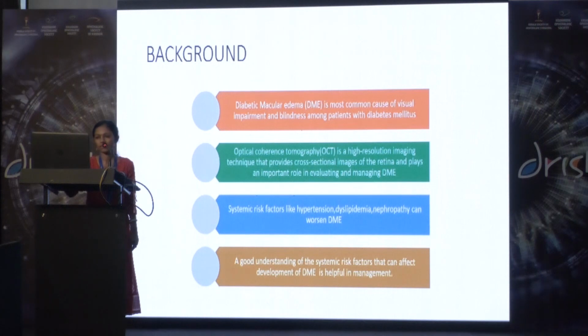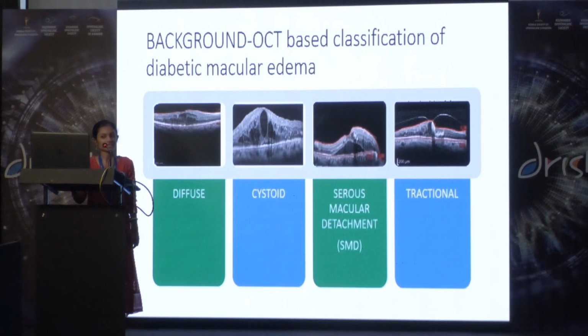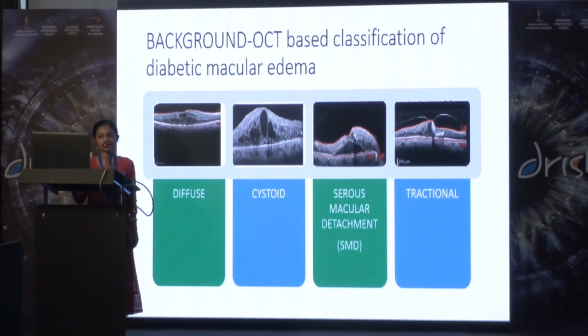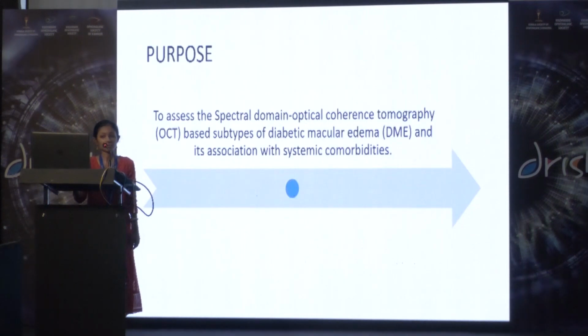The OCT-based classification of diabetic macular edema: we have classified into diffuse type, where there is spongy thickening, cystoid type, where there are cystoid-like cavities, serous macular detachment type, tractional type, and mixed type, which can be a combination of the above types. The purpose of our study is to assess the spectral domain OCT-based subtypes of diabetic macular edema and its association with systemic comorbidities.